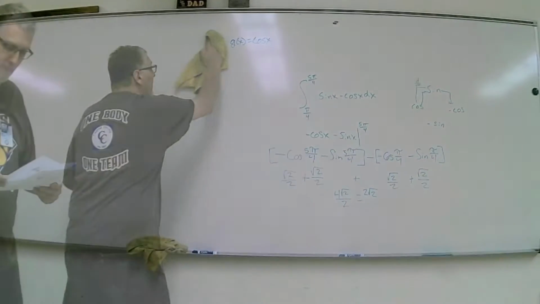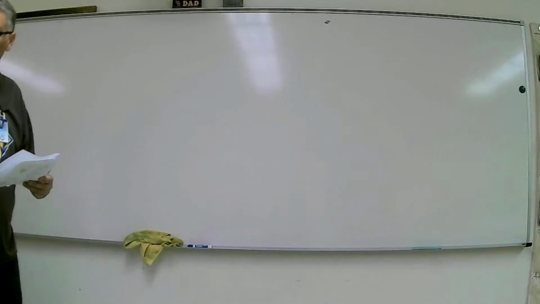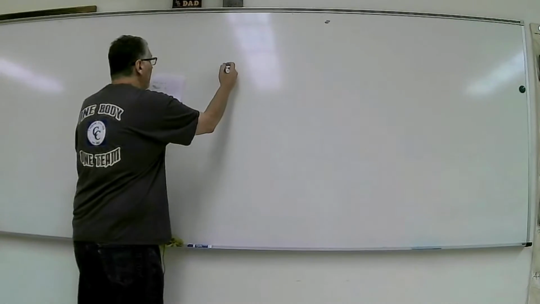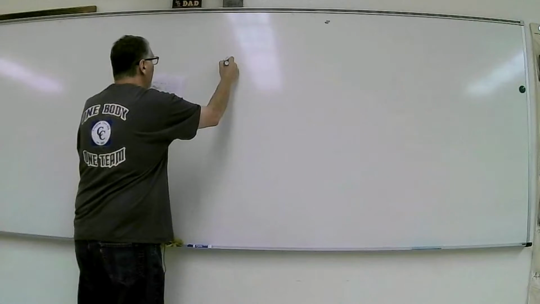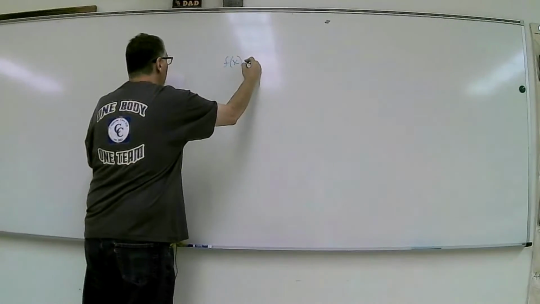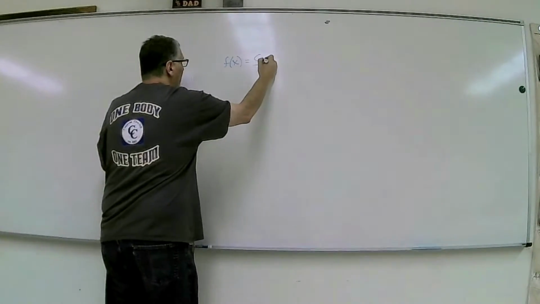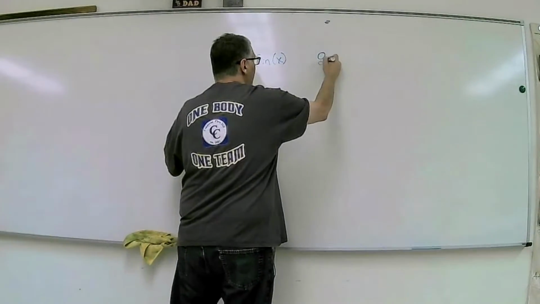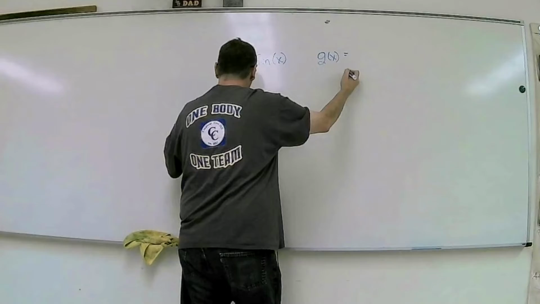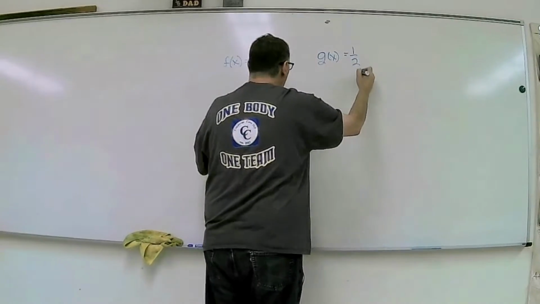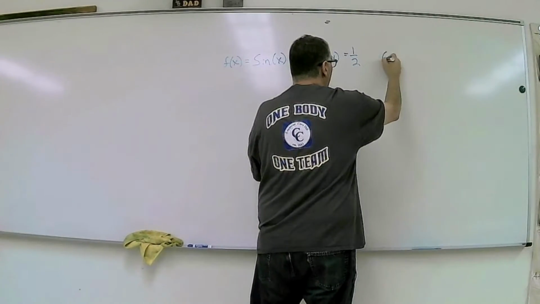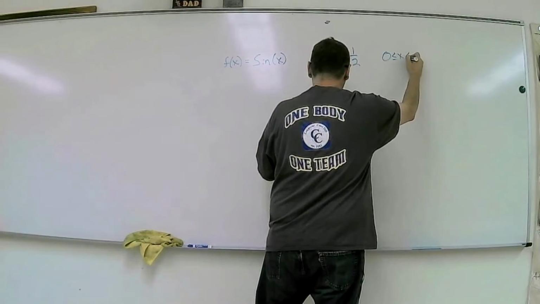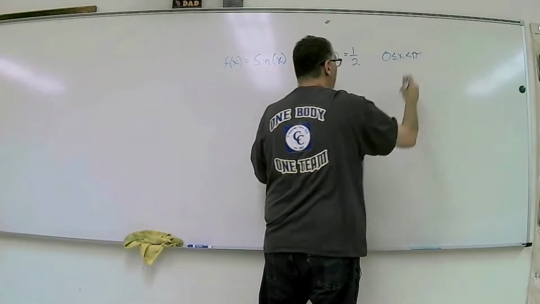Another one of these? Or you want to move on to a new concept? Try another? Okay. So I'm going to tell you f of x equals sine of x and g of x equals 1/2. And I'm going to tell you it's bounded, but these are not your bounds. You still have to find your bounds between 0 and pi.